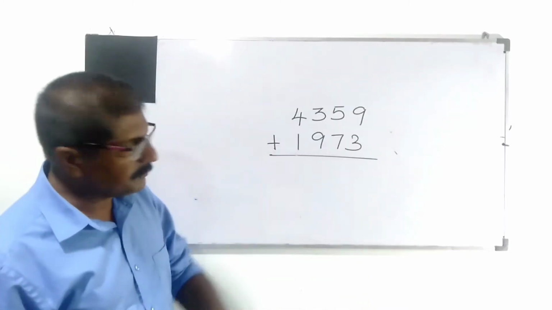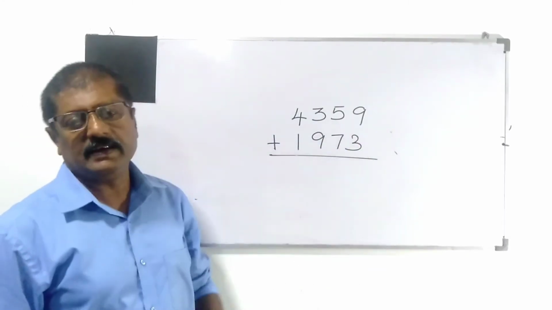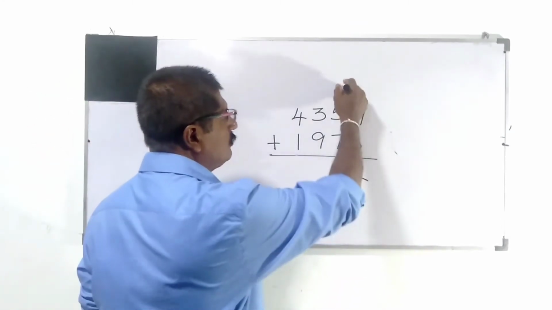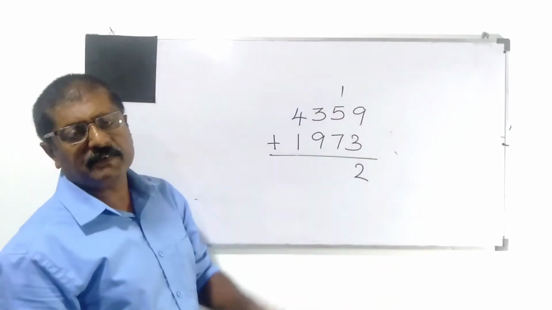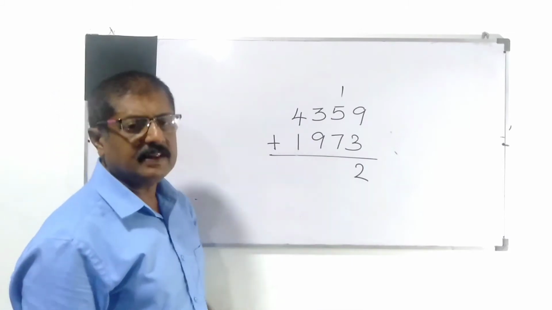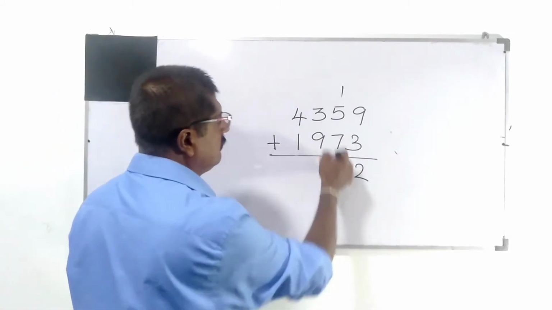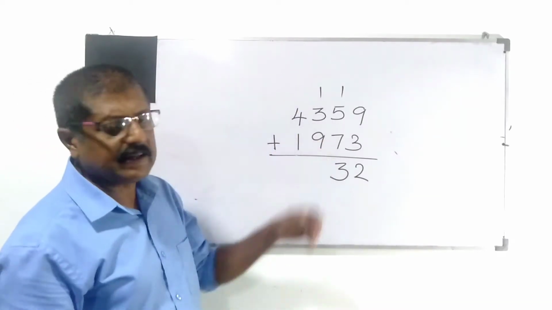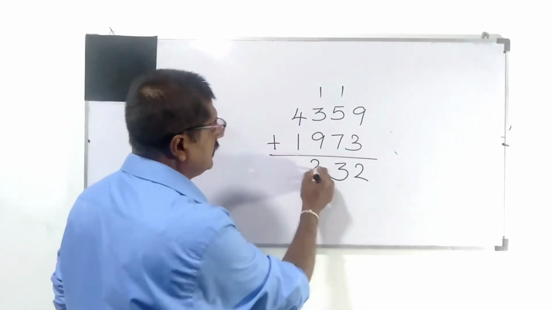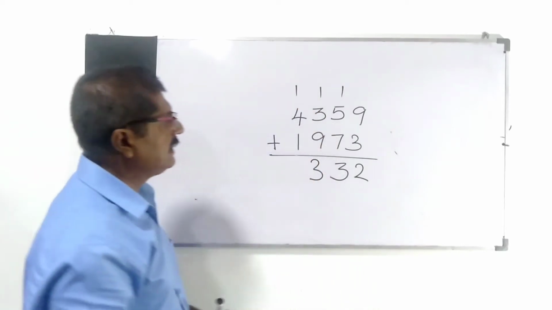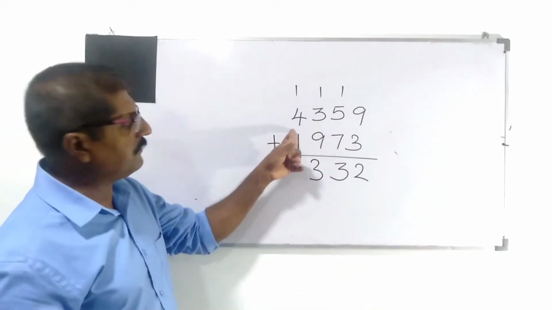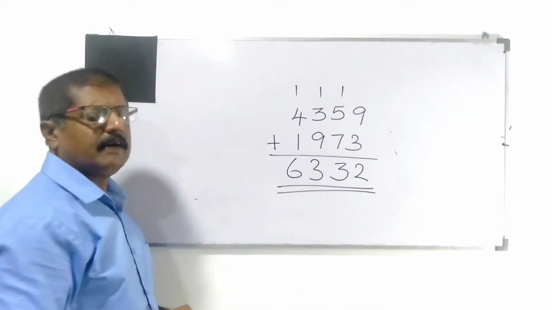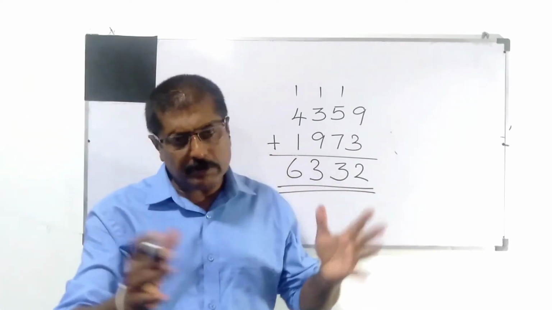Look at this one. 9 and 3 added together. How much is that? 12. 2 in here, 1 goes to the other side. 1 and 5, 6. 6 and 7, 13. 3 here, 1 goes to the other side. 1 and 3, 4. 4 and 9, 13. 3, 1 goes to the other side. Then 1 and 4, 5. 5 and 1, 6. Alright, now like this, you know how to do an addition.